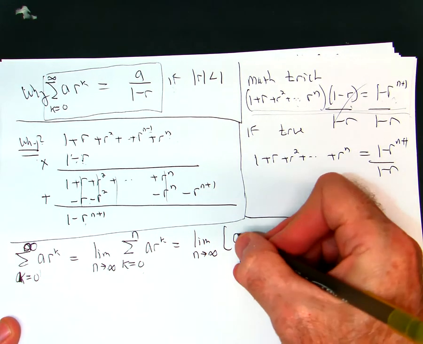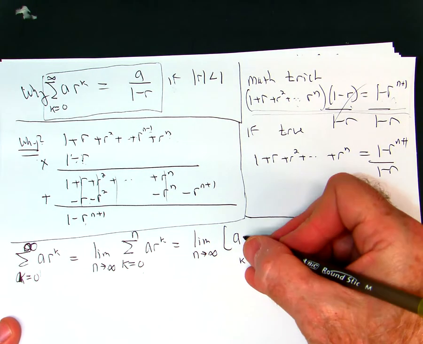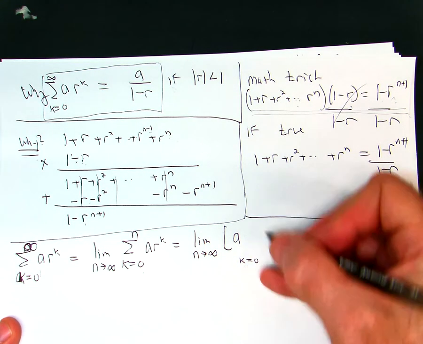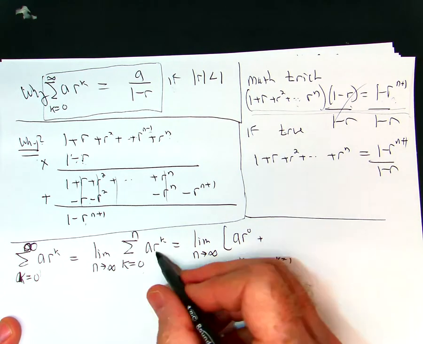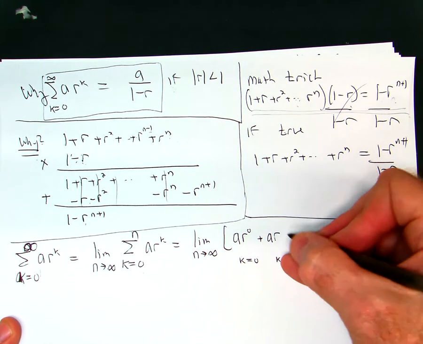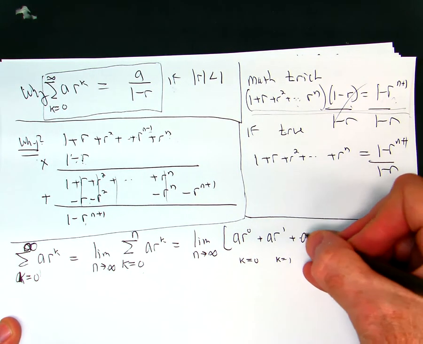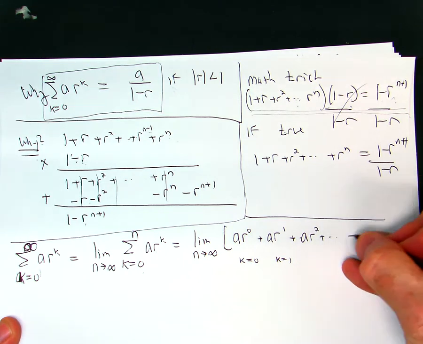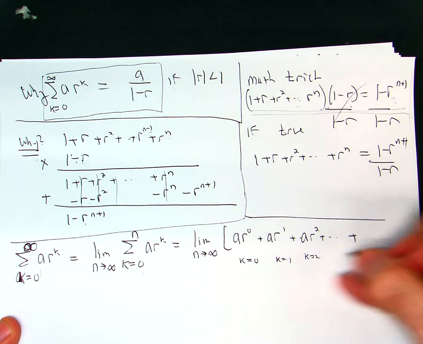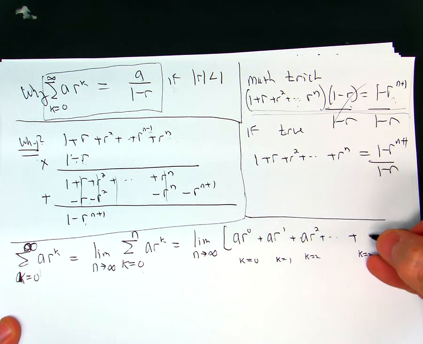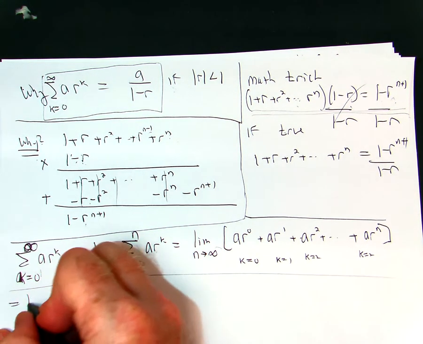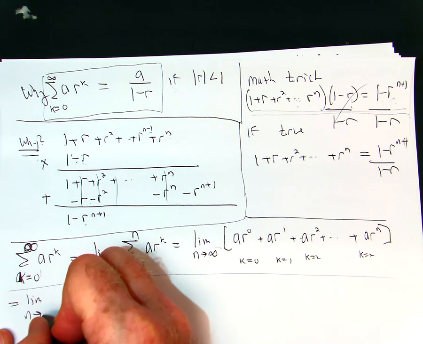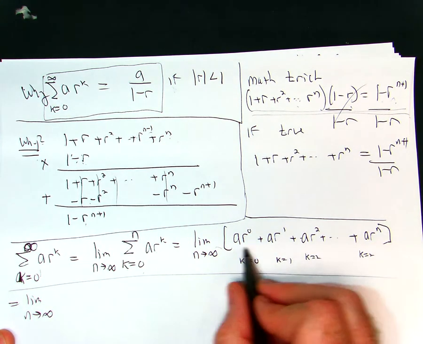I get a r to the 0, which is just an a. When k is equal to 1, I get a r to the 1, and so forth. Finally, when k is equal to n, I get a r to the n. Okay. So this is equal to this limit, and I'm going to factor an a out here.